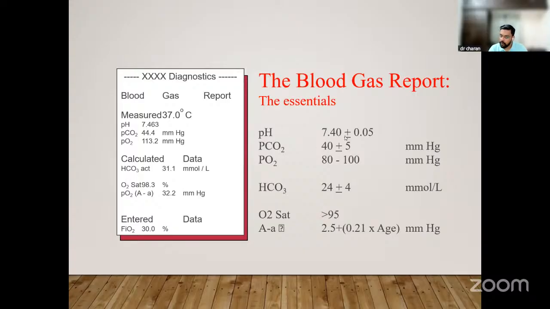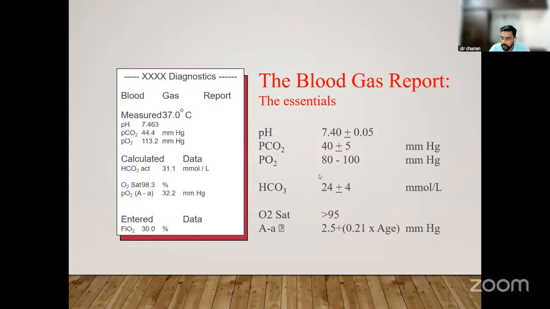So pH, as we all know, has to be between 7.35 and 7.45. PCO2, we expect it to be around 40, 35 to 45. If it is less than 35 or more than 45, there is some problem with your ventilation. Oxygenation, PaO2, usually depends on the FiO2 that the patient is getting. Usually we expect it to be more than 60. If the patient is on room air, it can be maintained around 80 to 100. If it is 80 to 100, it is very good. Oxygenation definitely is not a problem.